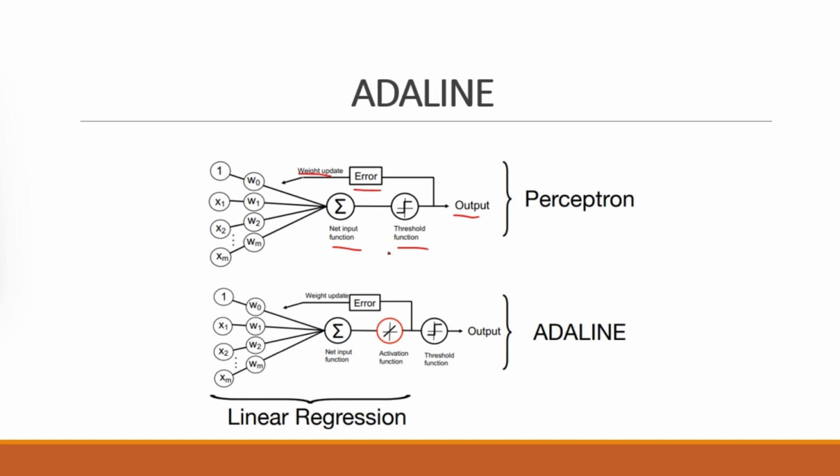So at the bottom here is ADALINE. Here you can think of this part as the base model, and this is like linear regression. Again, we also compute the net input similar to the perceptron. Now as an activation function, we have this identity function, which is not doing anything. So if my activation function is just the identity function, why do I write it down in the first place?